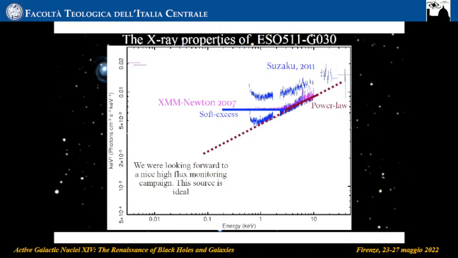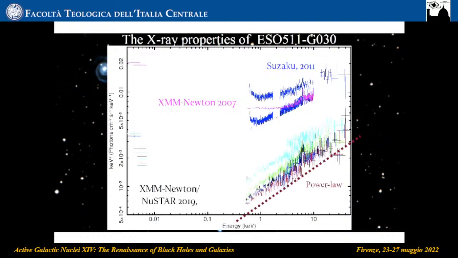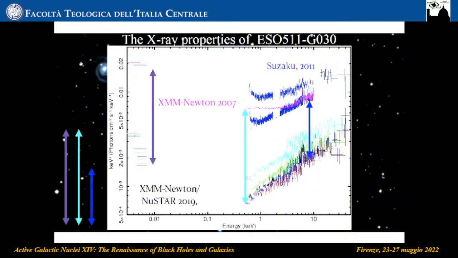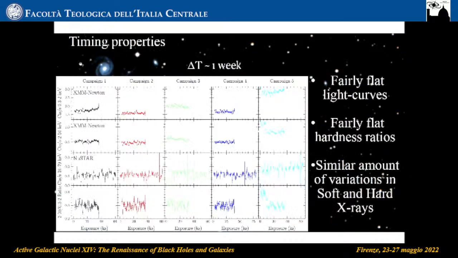For this, we were looking for this, and then we were awarded a monitoring campaign involving XMM-Newton and NuSTAR data in 2019, at the end of 2019, and here is what we got. So no soft excess anymore, but a power law. Just a simple power law, actually. But it's still interesting, because look at this. We had a drop in the UV emission, a drop in the soft X-rays that are sort of compatible.